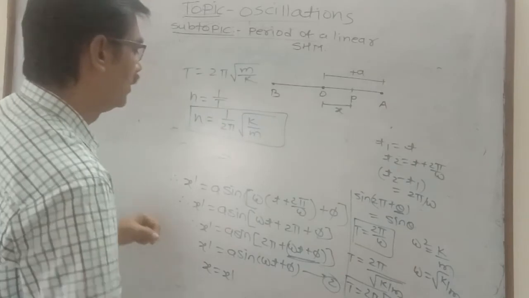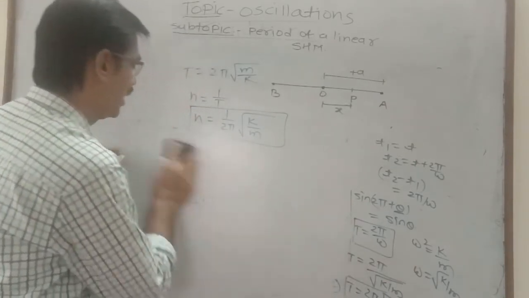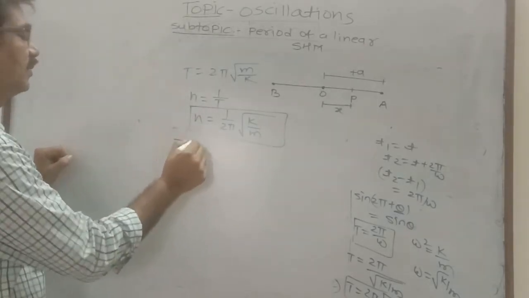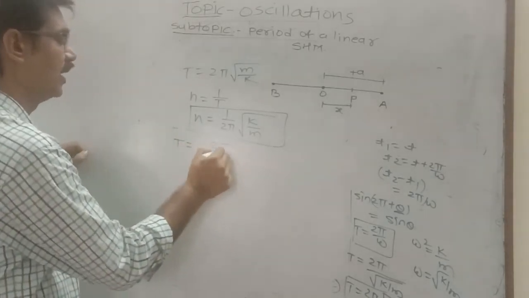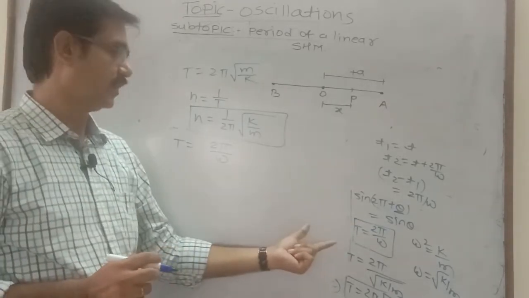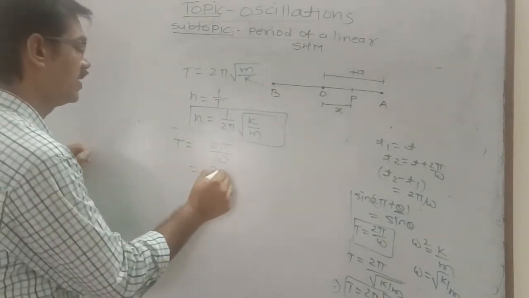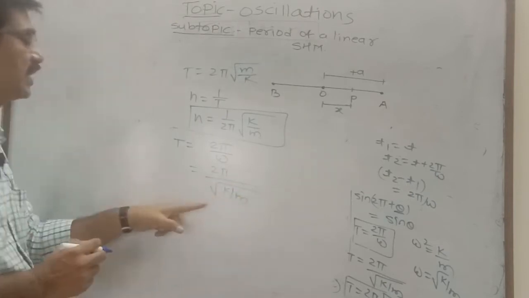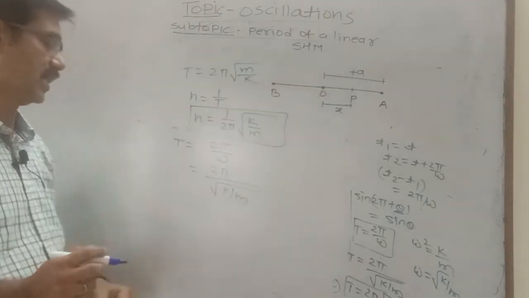Also the period can be expressed as follows. We know that T is given by twice pi upon omega, which is the period of SHM. Therefore T is equal to twice pi upon omega, and here I can write twice pi upon omega as twice pi under root m by k, where k is the force constant, m is the mass of that particle performing linear SHM.